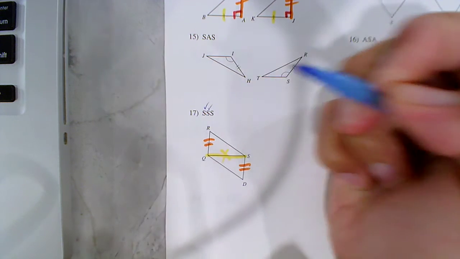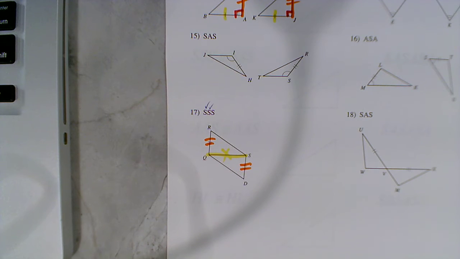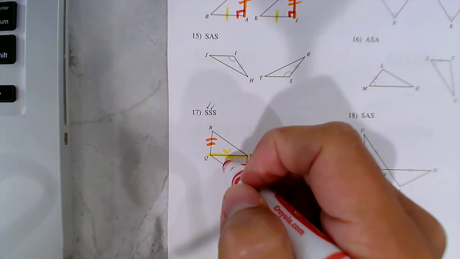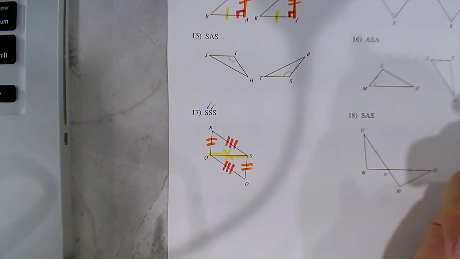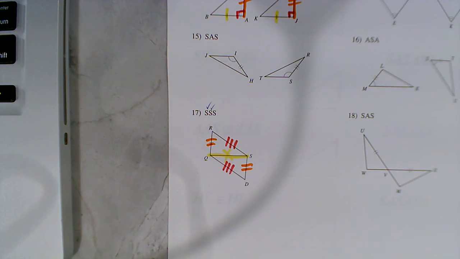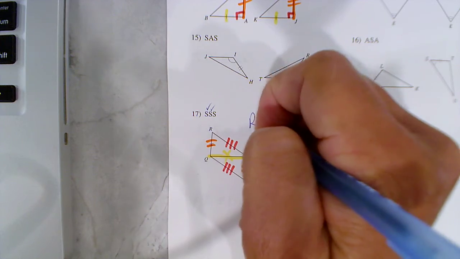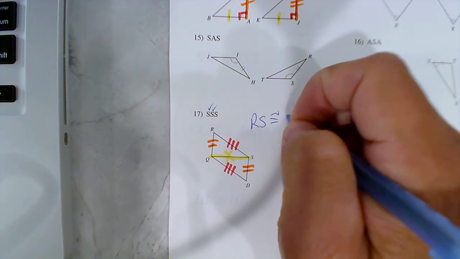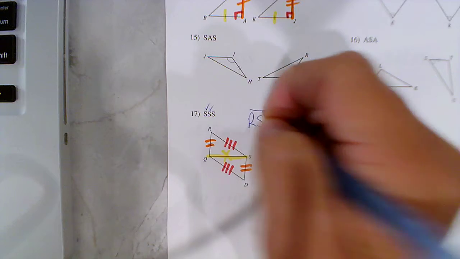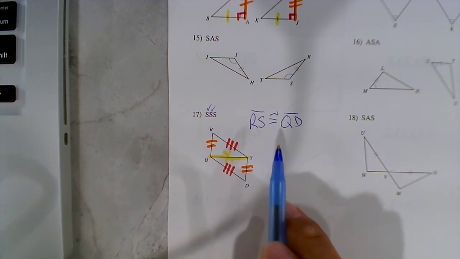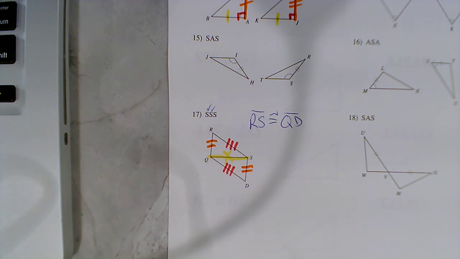One pair of sides, check. So I got two pairs of sides. I'm missing the third side. All right, so that third side is the only pair of sides that are left. I need these sides to be congruent. All right, so those sides being congruent is RS congruent to QD. All right, so if you can get RS congruent to QD, boom, you got side, side, side. And that's the kind of stuff that helps you understand how these side, angle, angle, side, all that stuff really lays out and plays out.